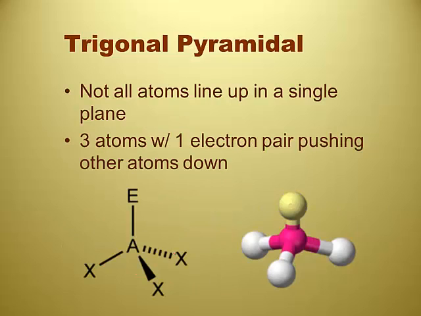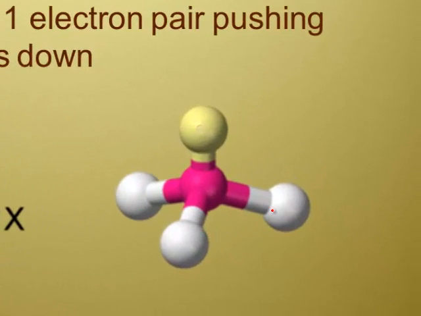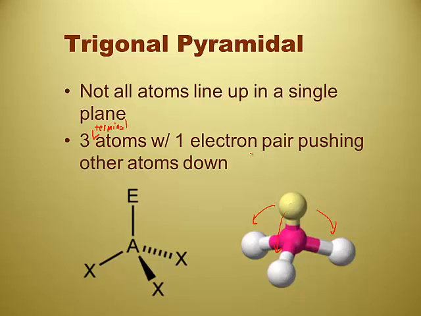We've got trigonal pyramidal, and not all the atoms line up in a single plane. Notice it's the same idea: one central atom with 3 terminal atoms around it, but we've got a pair of electrons up here. And this lone pair is causing the rest of the atoms to get bent away from it. So this is trigonal pyramidal, and it is different from trigonal planar because this one forms a pyramid shape, whereas trigonal planar forms a flat, basically a flat one.